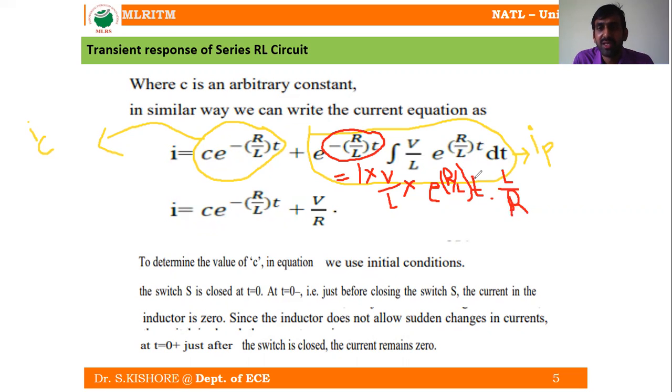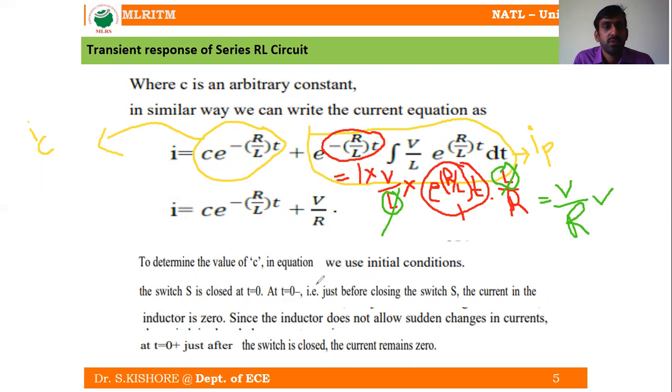Now again, if you substitute t equal to 0, e power 0 is going to be equal to 1. The L in the denominator and the L in the numerator cancel, and we have 1 into V into 1 by R, which is nothing but V by R. Is it clear?